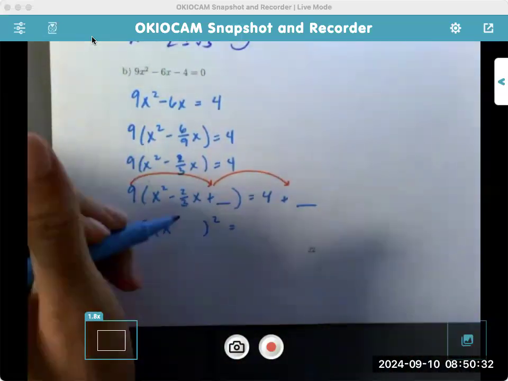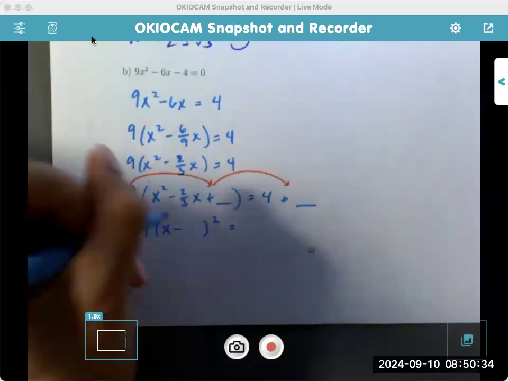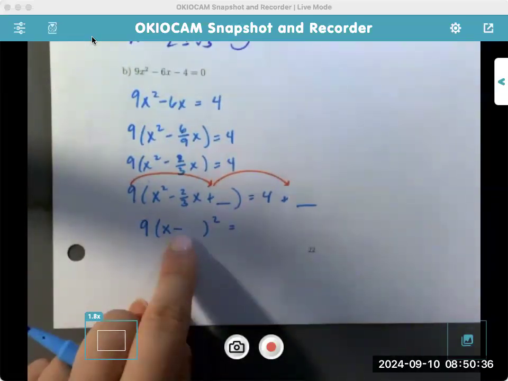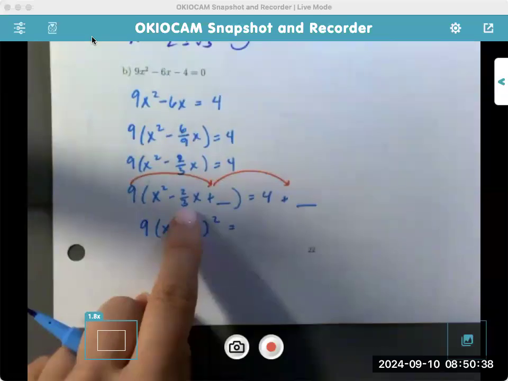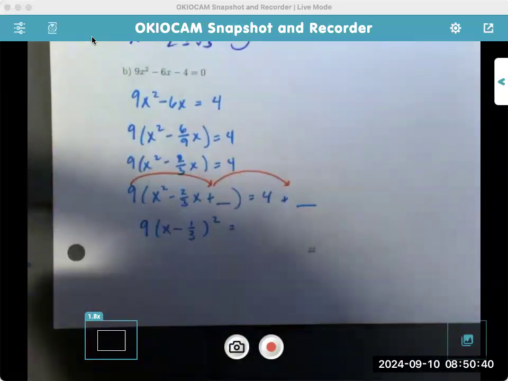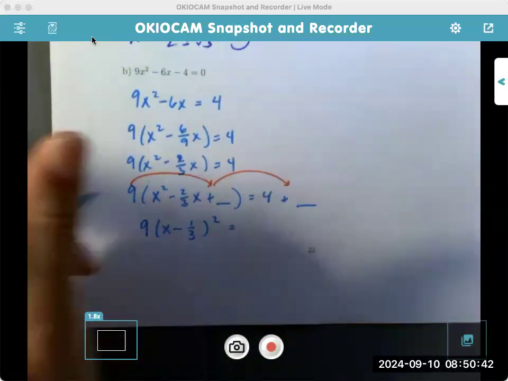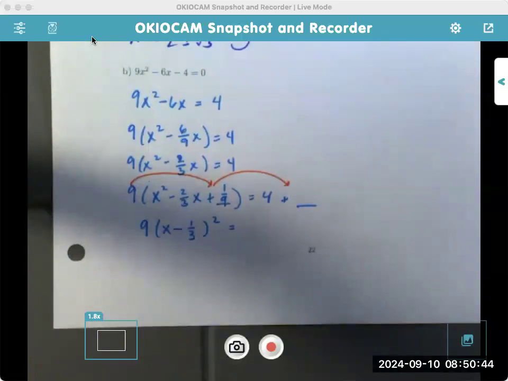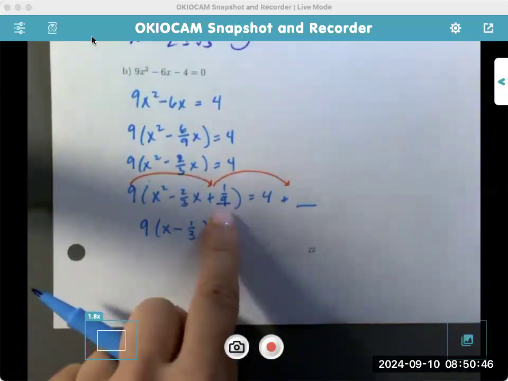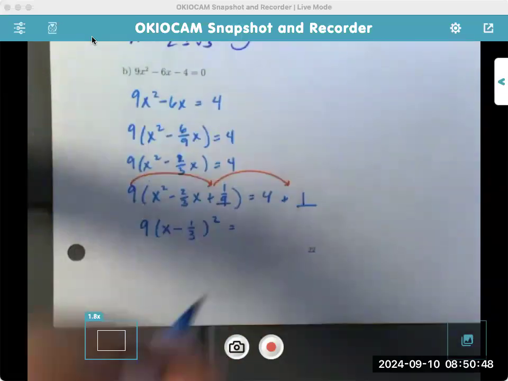So x, the operation follows. So negative, negative. 2/3 divided by 2 is just 1/3. 1/3 squared is 1/9. 1/9 times 9 is just 1. That is equal to 5.